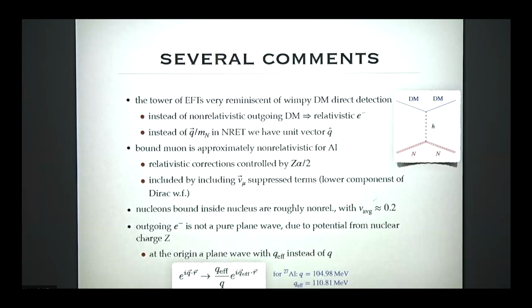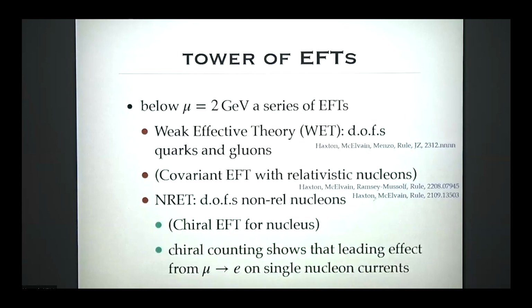So if you are interested in the event that is happening on the nuclear scales, all you see is a changed outgoing plane wave, which has a different momentum. Instead of Q, it's a Q effective, and this change is about 5% or so. All right, so this may be hard to read, but for aluminum, instead of having 105, it's 110 MeV Q effective that you need to stick in the nuclear part. All right. So we're at this 2 GeV, and we'll talk about the physics that happens below 2 GeV.